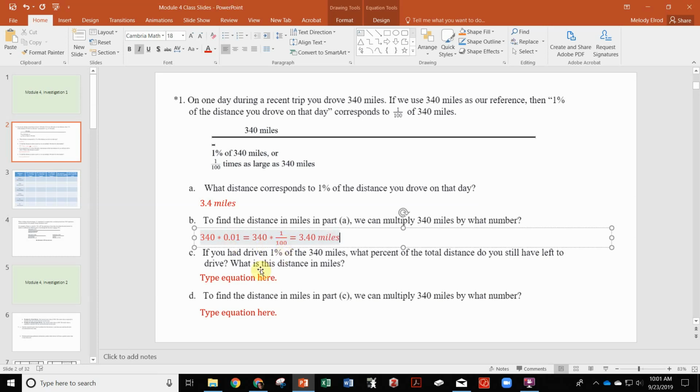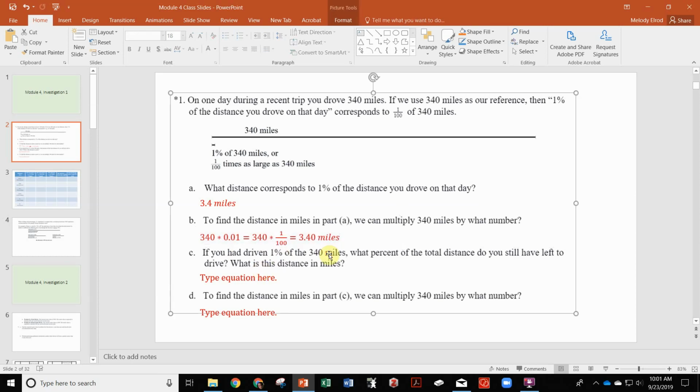Same kind of question in C and D. If you had driven 1% of the 340 miles, what percent of the total distance do you still have left to drive? And then what is that distance in miles? And then part D says, to find that answer in part C, you can multiply 340 miles by what value? So take a moment and pause again and think about that portion.